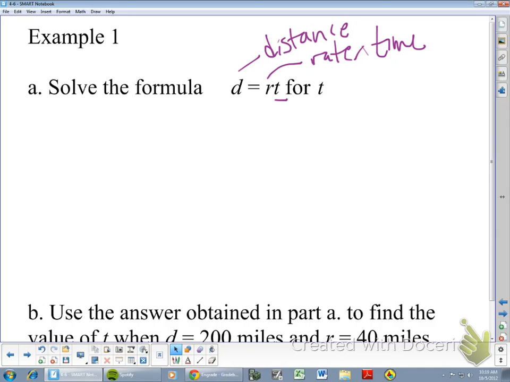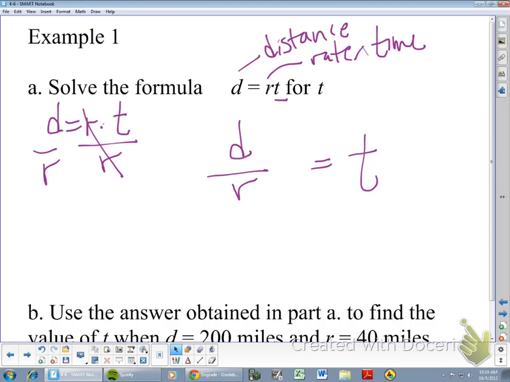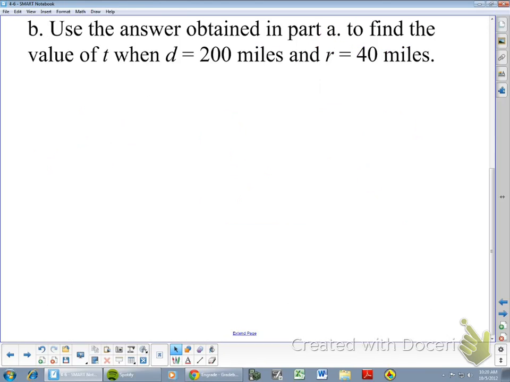Now, in this equation, d is equal to r times t. R is attached to the t, so the first thing you want to do is divide by r, okay? And you have t is equal to distance divided by rate. Okay, so that answers the first part of this question. Now the second part of the question is use the answer obtained in part A. That was time is equal to distance divided by rate.